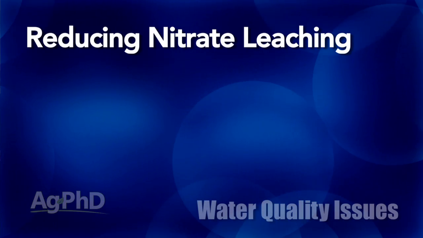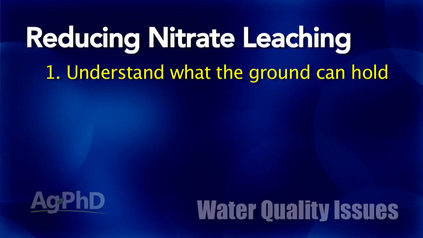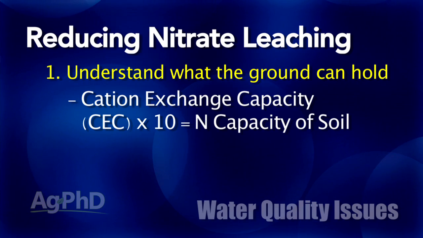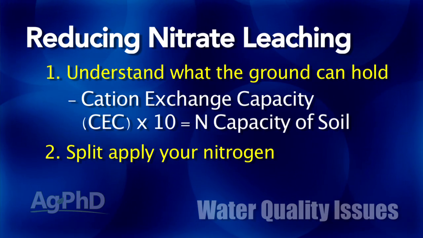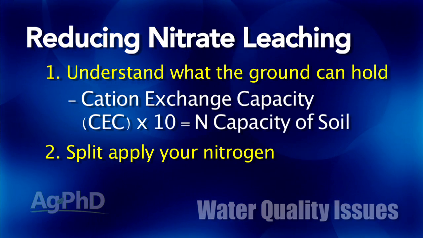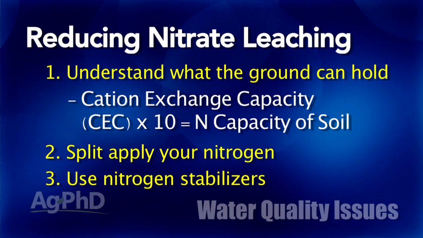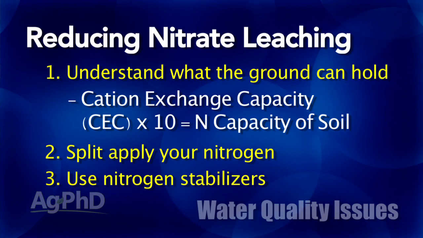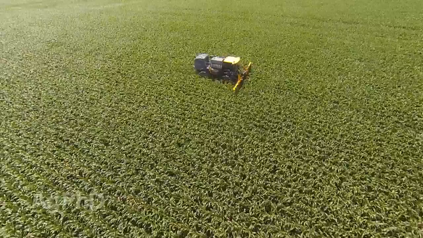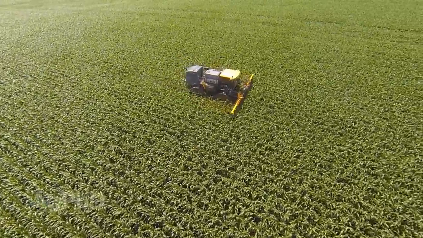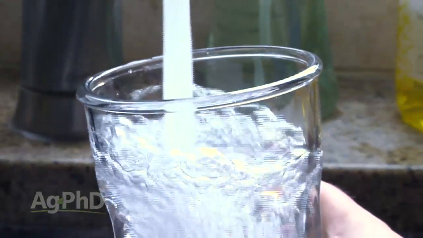But here's what you can do to reduce the amount of nitrate that's ending up in the tile or in the groundwater. Number one, understand what your soil can hold: look at your cation exchange capacity, multiply times 10, never ever exceed that number. Number two, when we're not exceeding that number, make sure you're split applying. And then number three, use nitrogen stabilizers. So as long as you're using the appropriate amount of nitrogen, putting it on at an appropriate time, using a nitrogen stabilizer every time you put nitrogen on, the odds are you're going to have very little nitrate that ever leaches through the system.